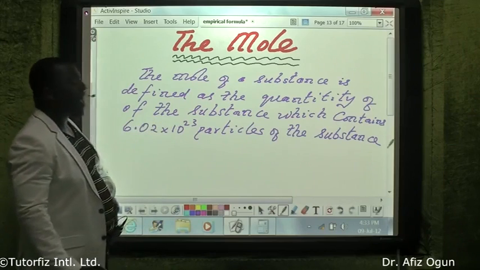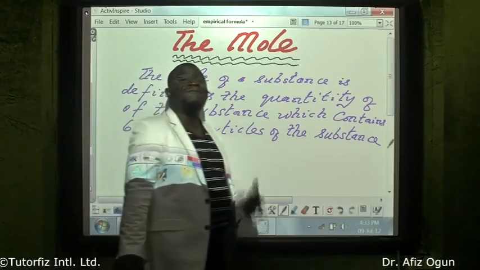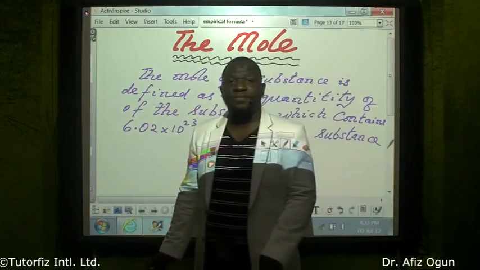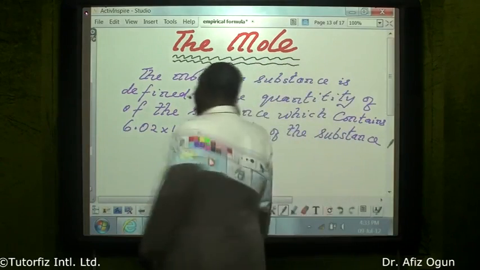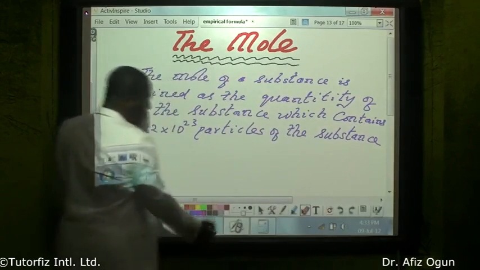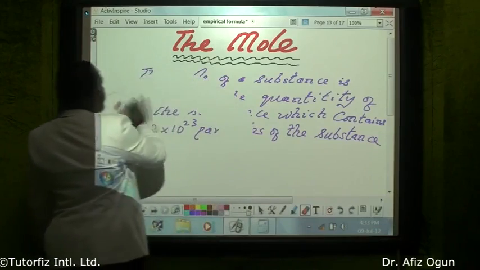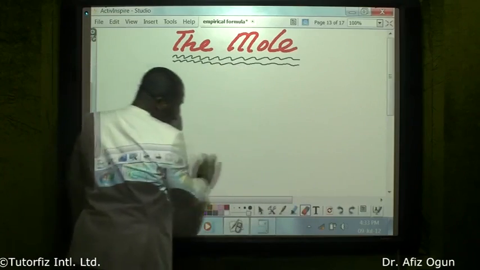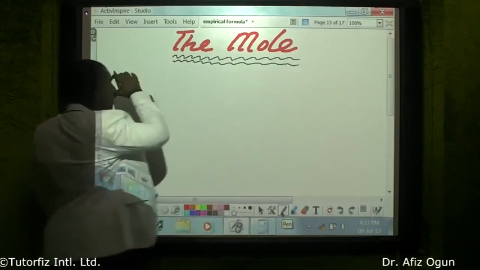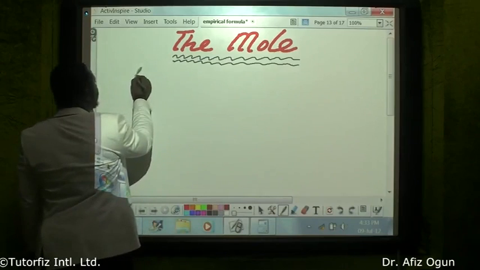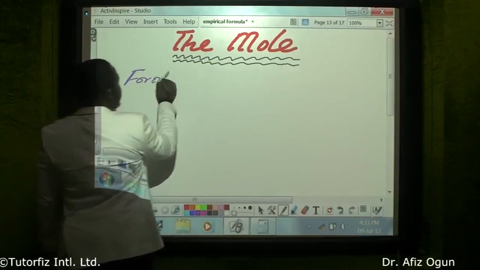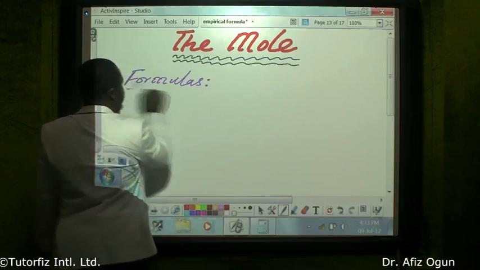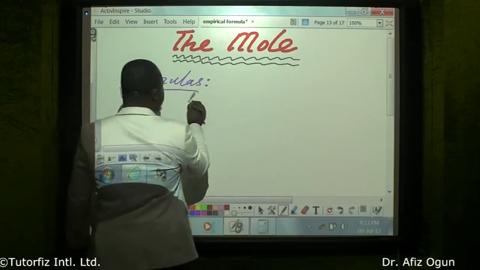Now, let us look at the formulas of mole. The mole has several formulas. It has so many formulas, but for your level, we will take just some of them. I will clean the board now. I will start with the first formula. My first formula is mole and mass.